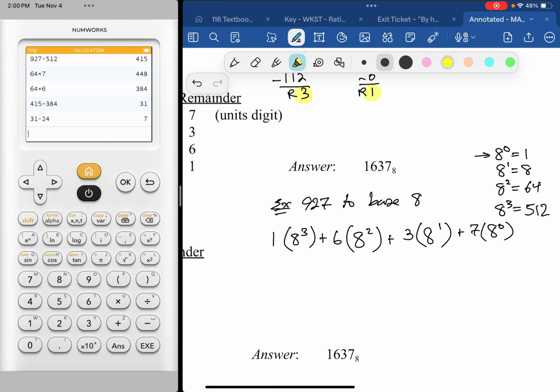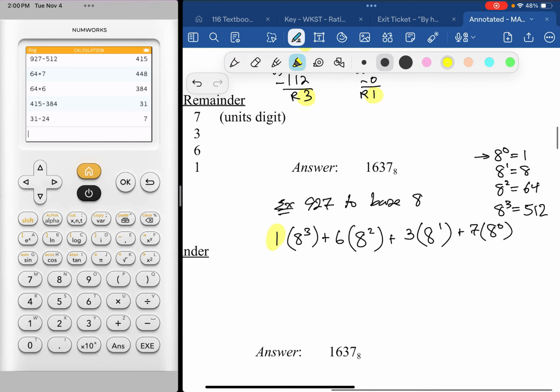And so looking at all of these placeholders, 3, 2, 1, 0, all I'm taking are the coefficients here, which would be 1, 6, 3, and 7. It's base 8, so I put a little subscript of 8.